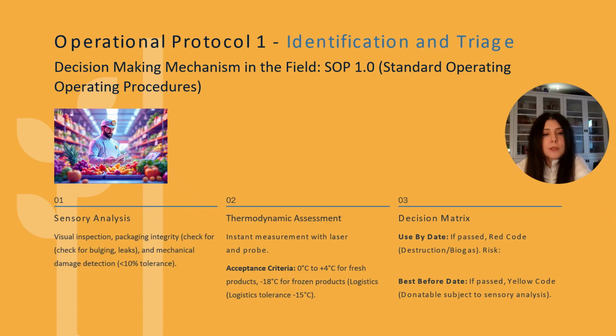The most debated issue here is products past their best before date. As engineers, we know that best before is a quality parameter, not a safety one. If the use by date has passed, that product is a biological weapon. It gets destroyed. But if the best before date has passed, it's a yellow code.